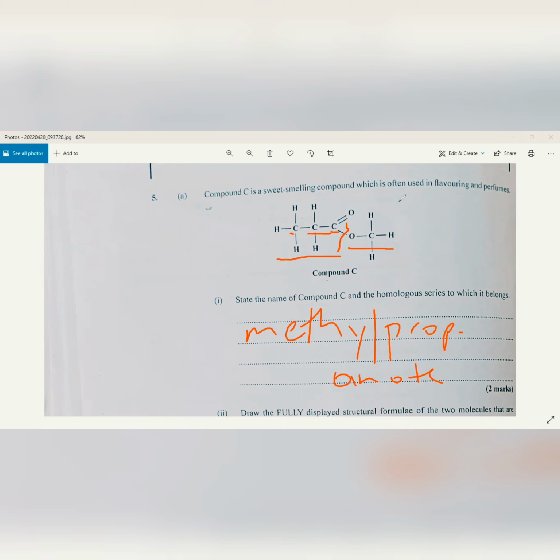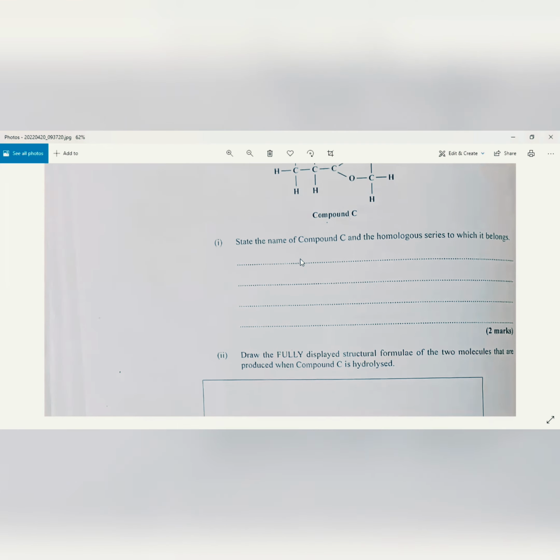And of course, it's an ester, so that's your 2 marks right there. I just put the dash there because of the space. That's all. Okay, so let's clear our drawings and proceed.